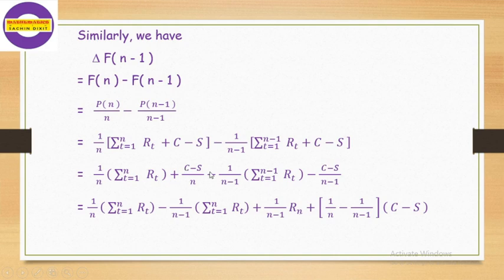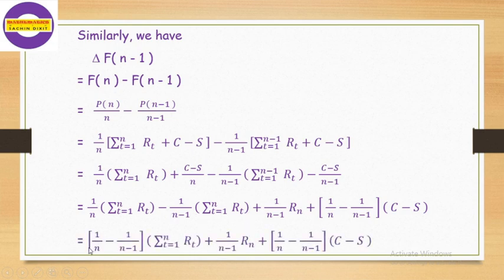And from cs upon n and cs upon n minus 1 we take c minus s common, and in the bracket we get 1 upon n minus 1 upon n minus 1 into c minus s. Now again combine this summation Rn terms. We get into bracket 1 upon n minus 1 upon n minus 1 into bracket summation t varies from 1 to n Rt plus 1 upon n minus 1 upon n minus 1 Rn plus into bracket 1 upon n minus 1 upon n minus 1 c minus s.